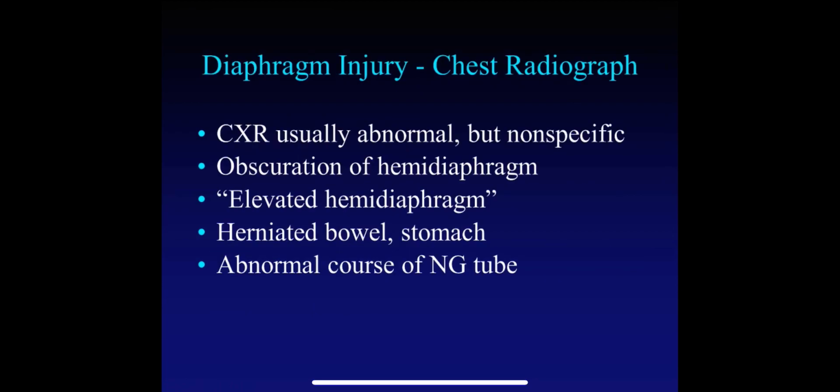Chest radiograph is usually abnormal with diaphragmatic injuries, but is frequently nonspecific. There's often obscuration of the hemidiaphragm. One may see what looks like an elevated hemidiaphragm, which is actually the herniated portion of the abdomen. One looks for a herniated bowel or herniated stomach. One may see an abnormal course of the NG tube.